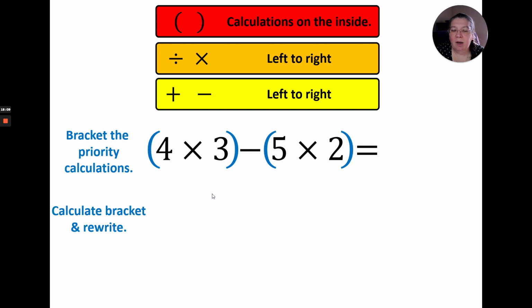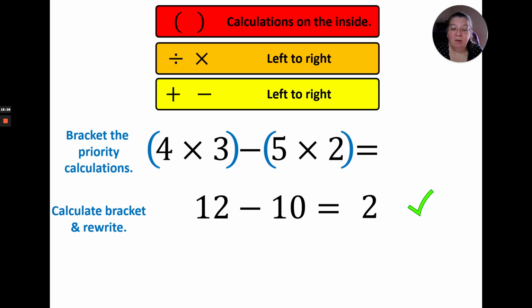So 4 times 3 is 12, and 5 times 2 is 10. 12 minus 10 is 2. So it doesn't matter as long as we do those multiplications. You could have worked out 5 times 2 first and then 4 times 3, but you must keep them in the same order as they are written so that we subtract the numbers correctly. Otherwise, you'd have had 10 minus 12, which would have worked out as minus 2. So you must keep them in that same order from left to right. Okay?